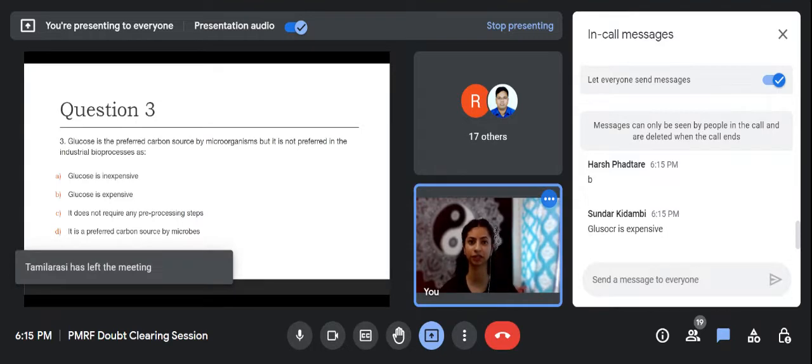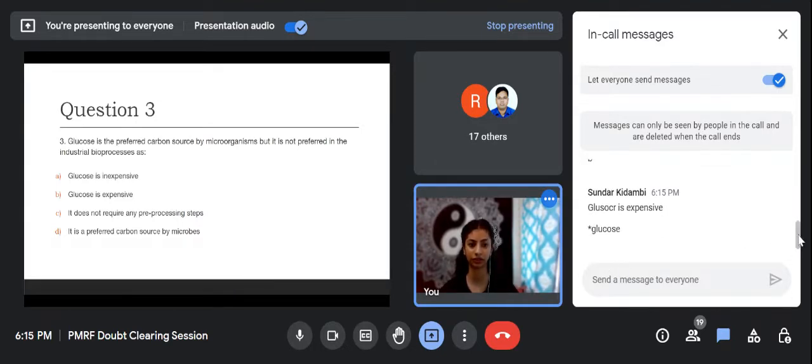Glucose is expensive. All right. Sure. Okay. Any other answer? All right. So I will tell you the answer. It is in fact that glucose is expensive.